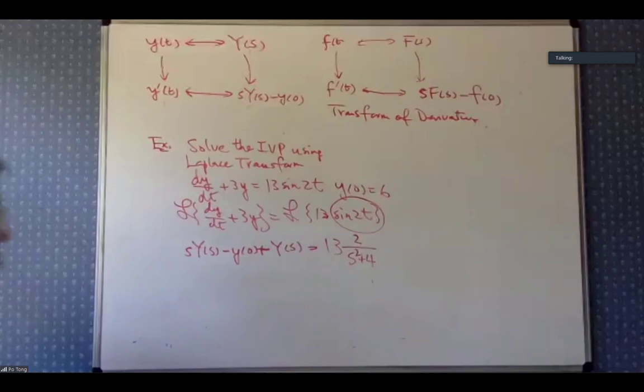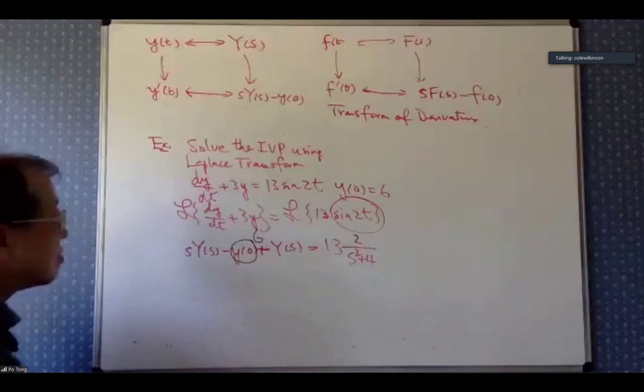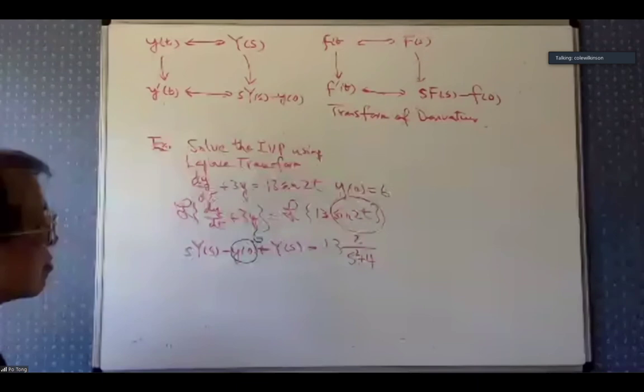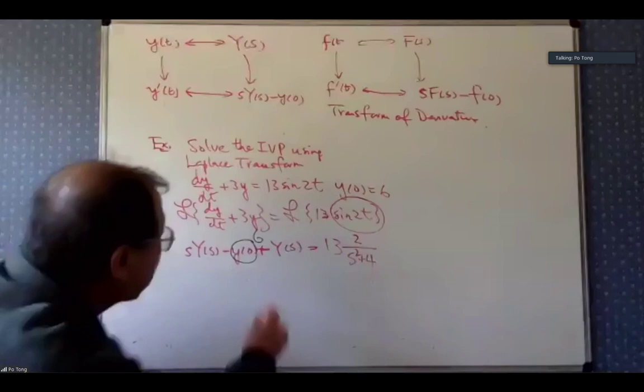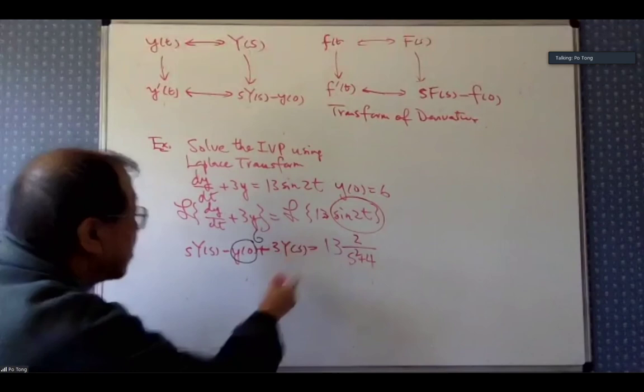This one is 6. That one is 6. Isn't that also supposed to be plus 3Y(s) next to the right of y(0)? This is plus 3Y(s). Okay. Yes, thank you. Thank you so much. I messed up.